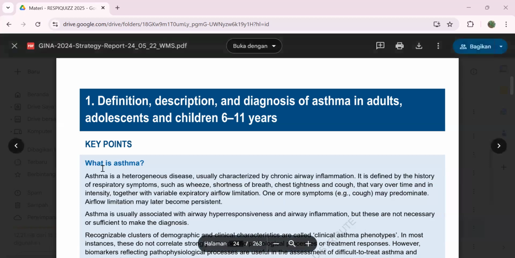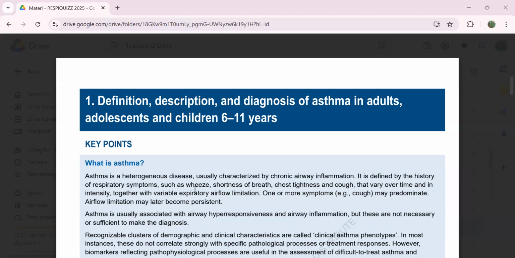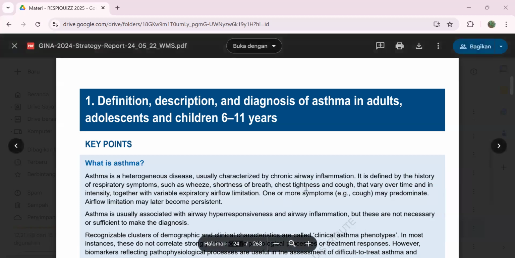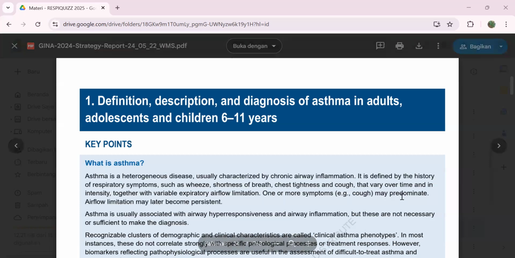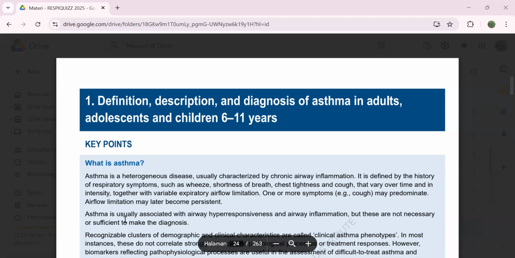Key points. What is asthma? Asthma is a heterogeneous disease usually characterized by chronic airway inflammation. It is defined by the history of respiratory symptoms such as wheeze, shortness of breath, chest tightness, and cough that vary over time and in intensity, together with variable expiratory airflow limitation. One or more symptoms, for example cough, may predominate. Airflow limitation may later become persistent. Asthma is usually associated with airway hyperresponsiveness and airway inflammation, but these are not necessary or sufficient to make the diagnosis.